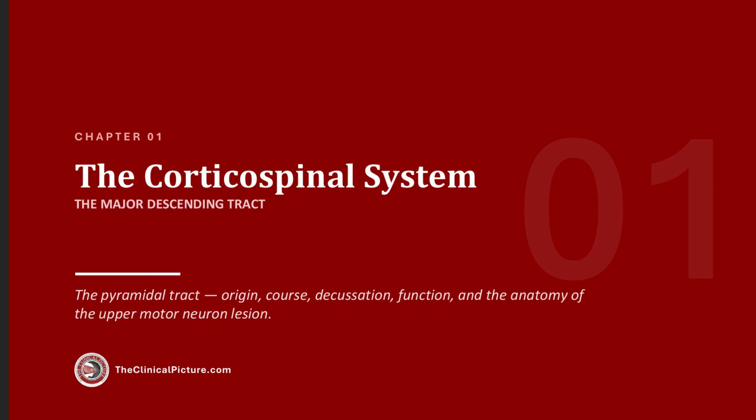This first chapter is the heart of the lecture, the corticospinal system, the great pyramidal pathway for voluntary movement. Over the next several slides, we'll follow it from its origins in the motor cortex, through the internal capsule and brainstem, across the pyramidal decussation, and down to the ventral horn. Pay special attention to two things: where the tract crosses, because that single fact drives every localization question, and what its lesion looks like, because the corticospinal tract is the very definition of the upper motor neuron.